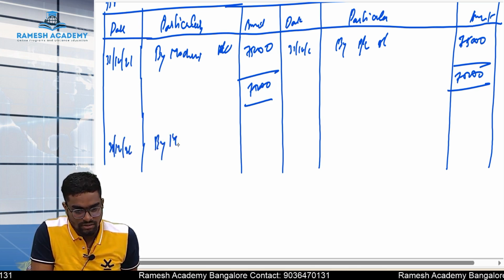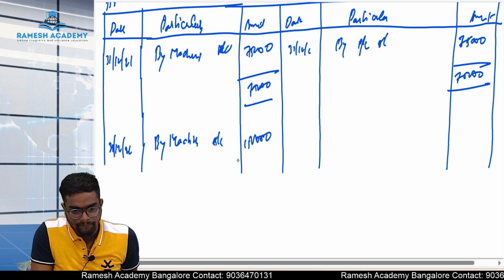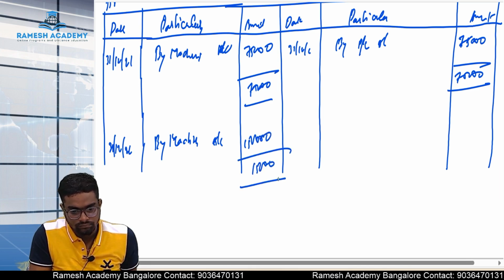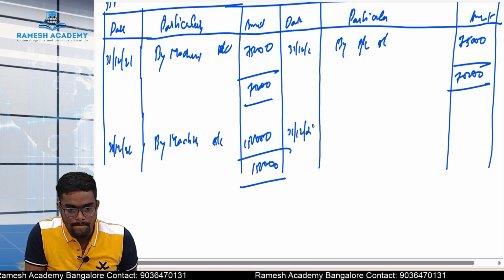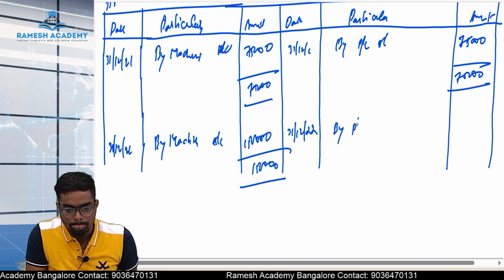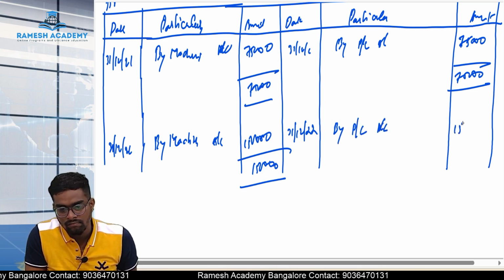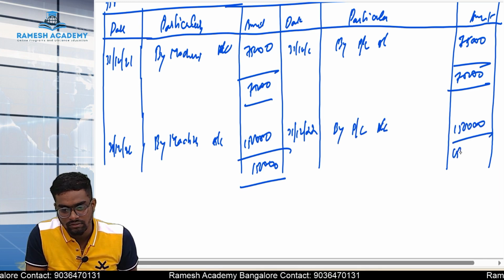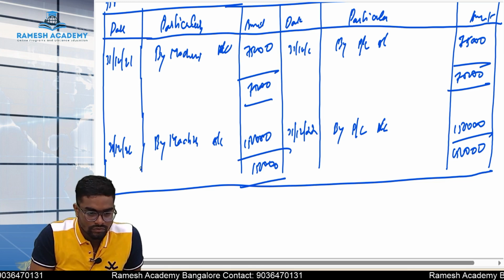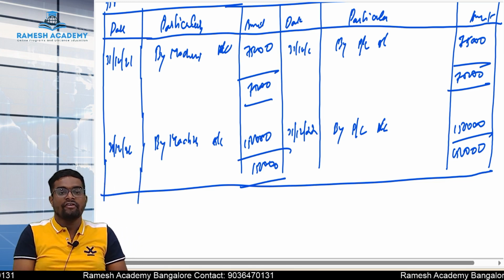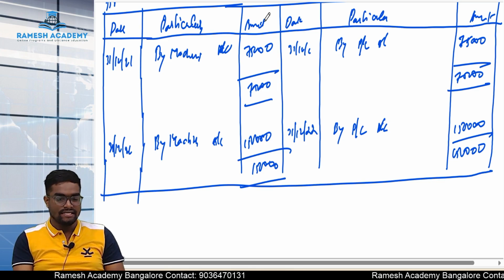by machinery account, 1 lakh 50. Close it. So it will be by P&L account or profit and loss account, 1 lakh 50. That's it. Done. So we have completed the depreciation account also. We have completed the machinery account also. Please copy.